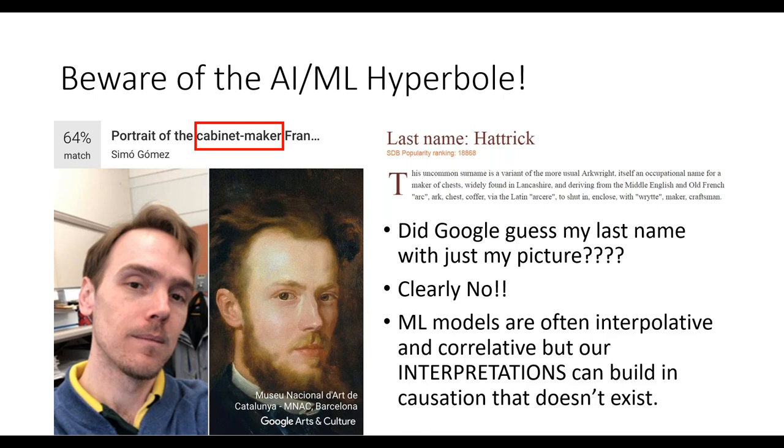Right? We have to understand that these models are building in correlation. Causation or interpretation are our own method of rationalizing what comes out of the AI model. And we have to be careful in how we rationalize these and interpret the outputs of these models, and always look at them with a skeptical eye.